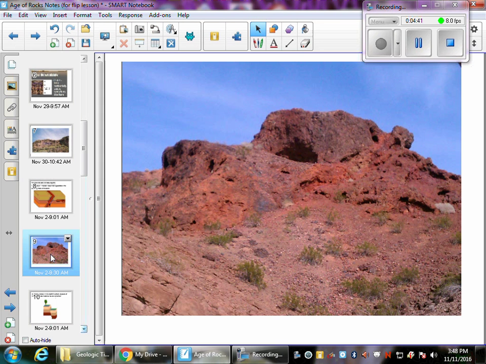And if you look at this picture here, we can see along the side here some nice rock layers. And then we've got this thing that moved up, igneous right here.